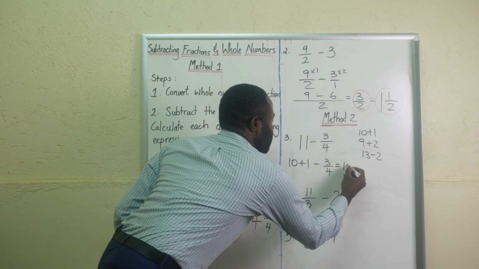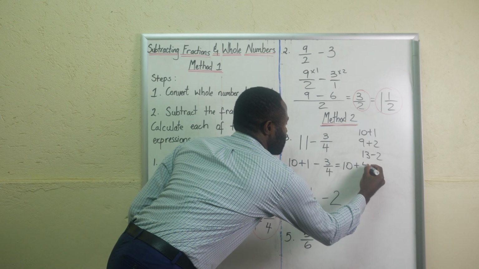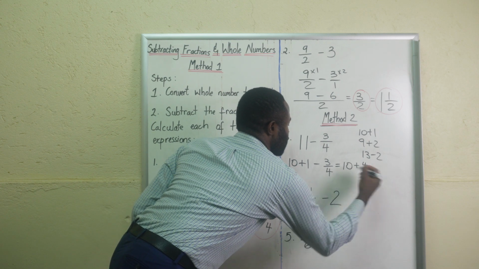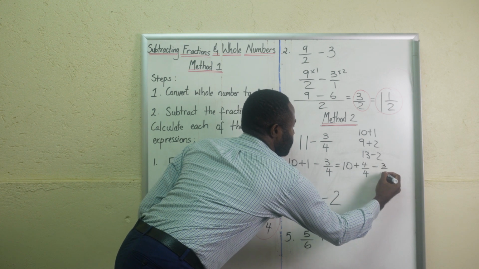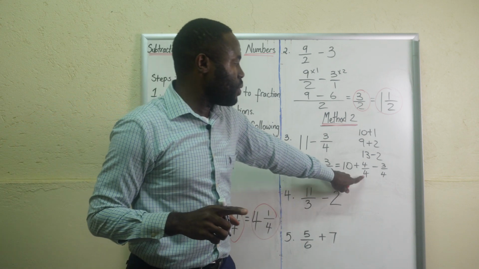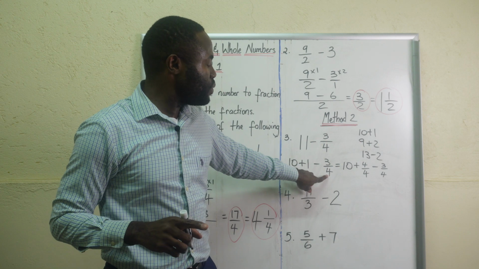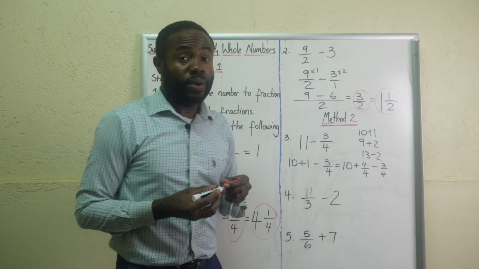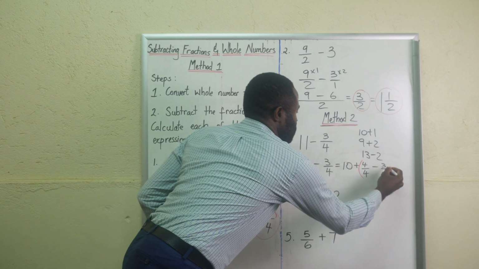So that's what we're going to do right here. We're going to write back our 10. And where we have our 1, we're going to rewrite it as 4 over 4. Afterwards, we're going to subtract, minus 3 over 4. The reason we have done that is because we want a common denominator of 4. That is why we chose 4 to begin with. So we're going to focus now, put it in parentheses, on these two.